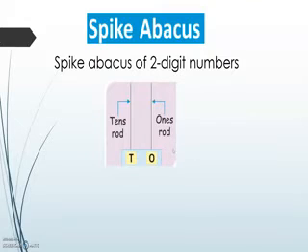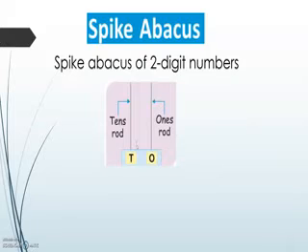In the tens rod below you have to write T, tens rod. And in each rod you can only put a maximum of 9 beads. In the ones rod you can put a maximum of 9 beads, and in the tens rod also you can put a maximum of 9 beads, not more than 9.